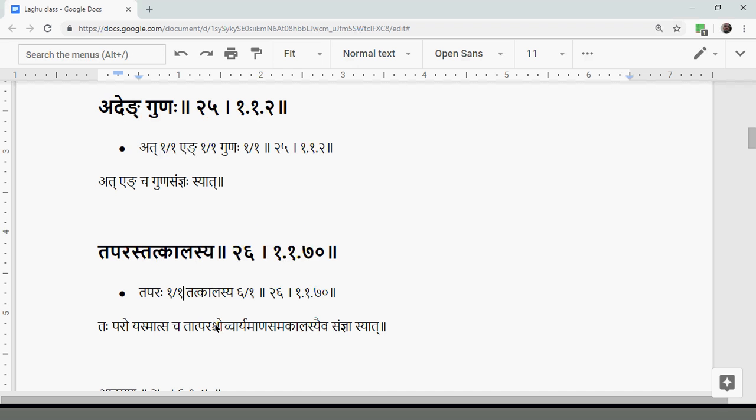Pratipadika for tatkalasya is what? Tatkala. Tatkala is the pratipadika. So you have to understand what tatkala means and then decline that in shashti. First this tapara is explained.